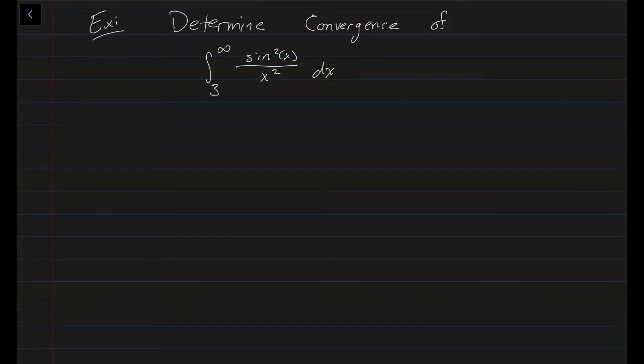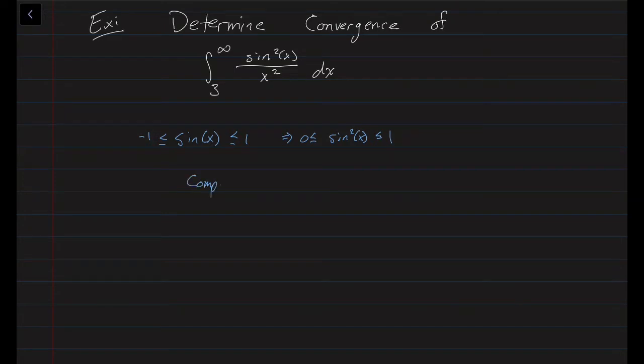So let's start by taking a look at an example. We want to determine the convergence of the integral from 3 to infinity of sine squared of x over x squared. So we know that the sine of x is between 1 and negative 1. Okay. And this tells us that sine squared of x is between 0 and 1.